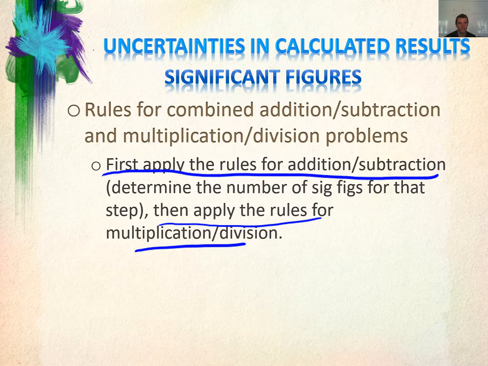I know it's kind of a lot of rules, but it's the way it goes. I don't know how to put it any other way. So when you're doing combined addition and subtraction and multiplication and division, basically you're going to first apply the rules for the addition and subtraction. So determine the number of sig figs for that step, and then you're going to apply the rules for multiplication and division. So addition and subtraction first, and then multiplication and division next.